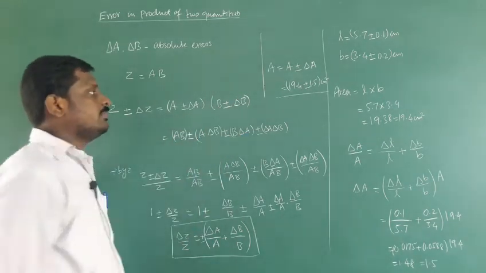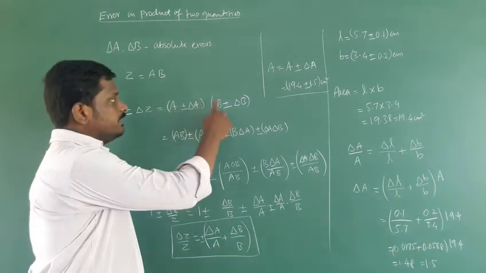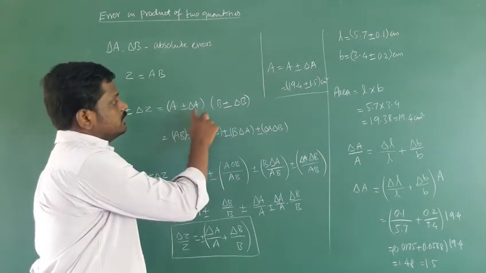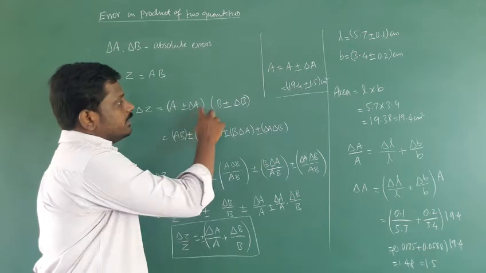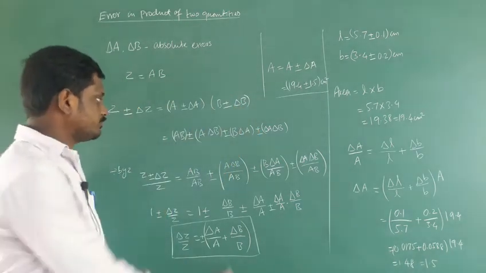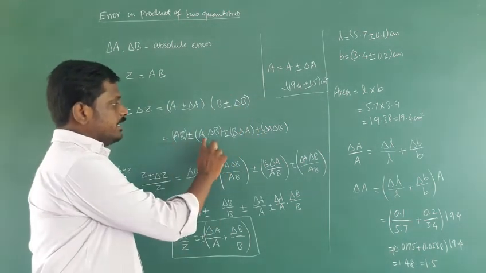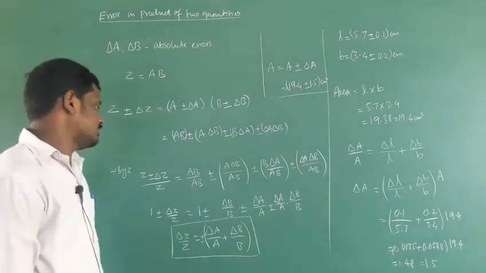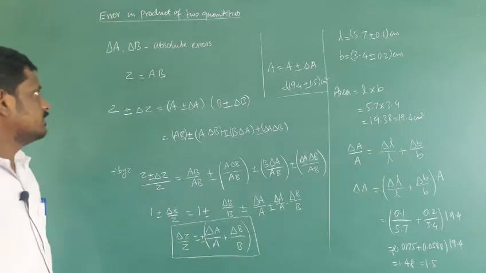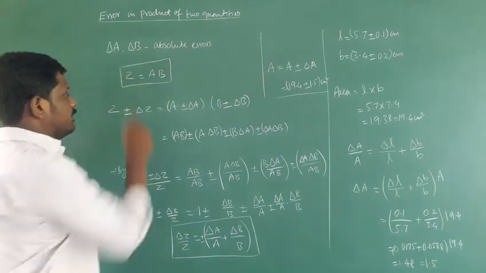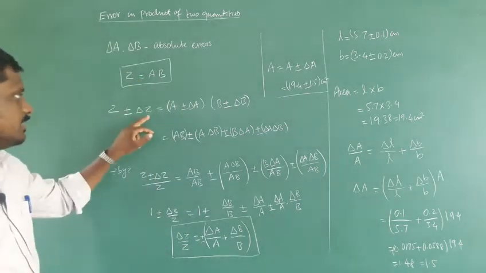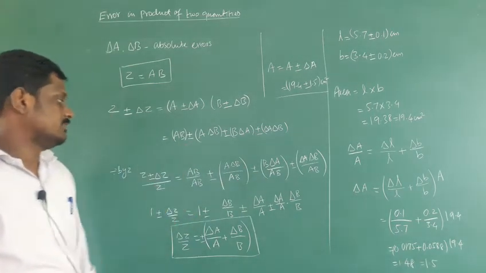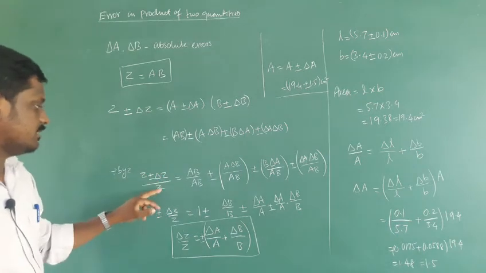Then the product is AB, then A into delta B, then B into delta A, then delta A into delta B. That's all: AB, A delta B, B delta A, delta A delta B, all with plus or minus. Then divide by Z, where Z is equal to AB. So Z plus or minus delta Z is divided by Z on the left hand side and the right hand side. So that is Z plus or minus delta Z by Z.